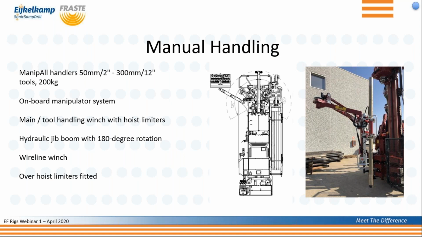This makes it easier to safely handle the wireline core barrel when it's being retracted and you're swapping over to do the next run. And we also fit overhoist limiters. Should the cable be retracted too high towards the top of the mast, then the winch will shut off automatically to prevent any damage.